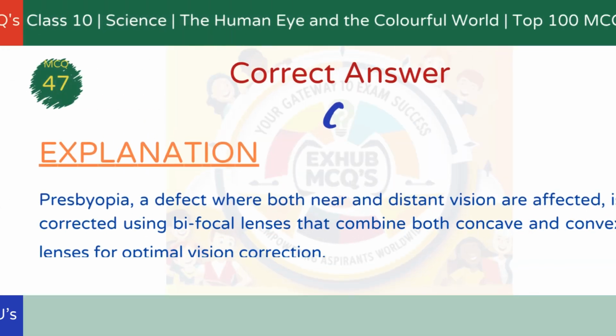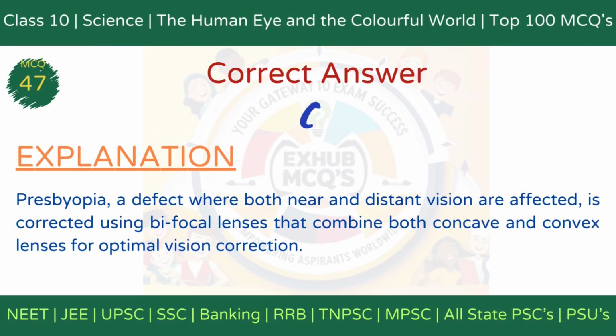The correct answer is option C, bifocal lens. Explanation. Presbyopia, a condition that affects both near and distant vision, is corrected using bifocal lenses. These lenses combine convex and concave sections to address both visual defects.